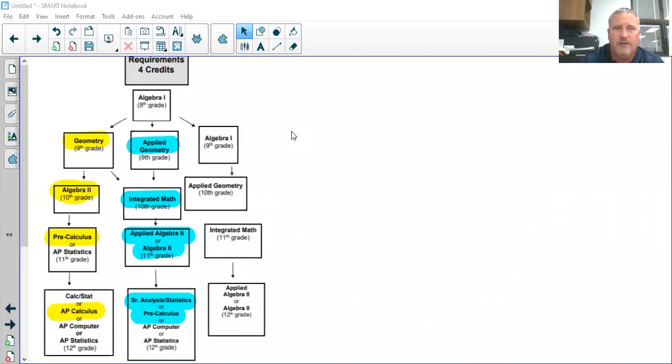Here is the order that we recommend high school math students take courses at the high school. Again, I'm talking to both applied and regular geometry students. If your son or daughter is a regular geometry student this year, they're going to go to Algebra 2 next year, hopefully pre-calculus the following year, and then AP Calculus or some other fairly challenging math their senior year. If they're in applied geometry right now, the typical progression is to integrated math next year, then applied Algebra 2 and Algebra 2, and if they have another year left, maybe pre-calc or senior analysis statistics.